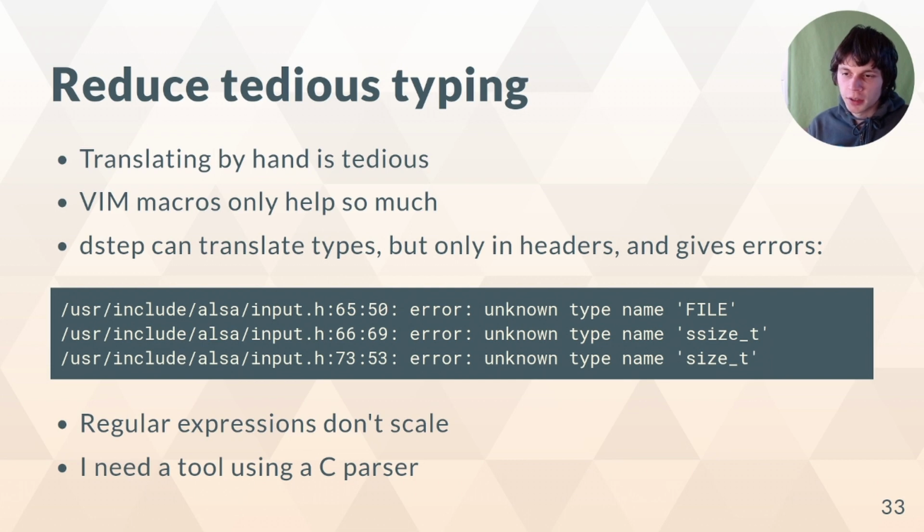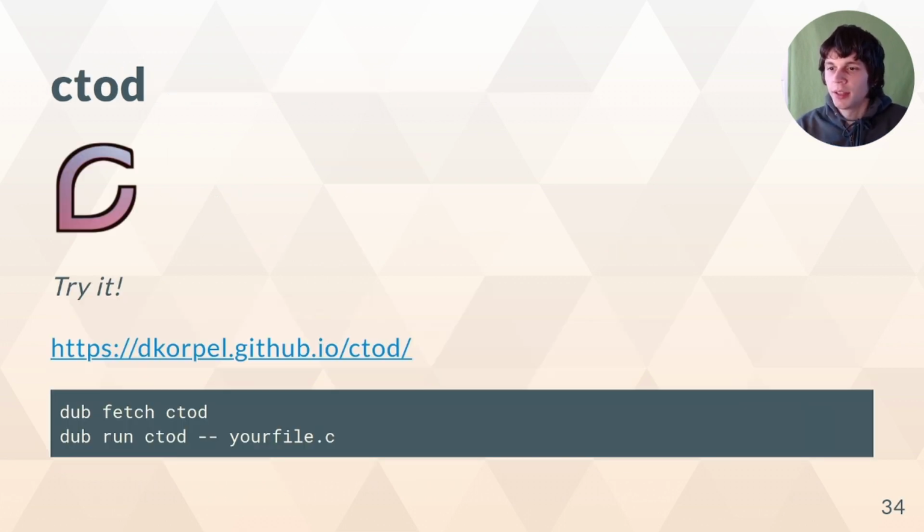I started writing a tool using regular expression replacements to translate common C patterns to D, but it didn't scale, and I quickly figured out I really need a C parser to make this work. So I did, and now I'm here to present you my tool, C2D. You can try it here in the browser or run it from dub in your command line.